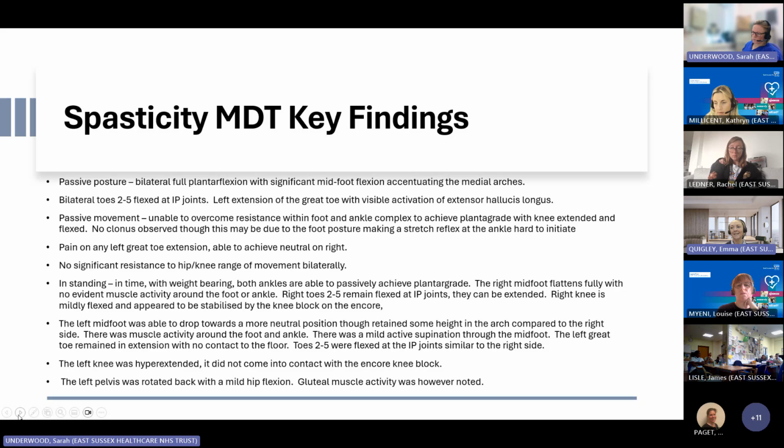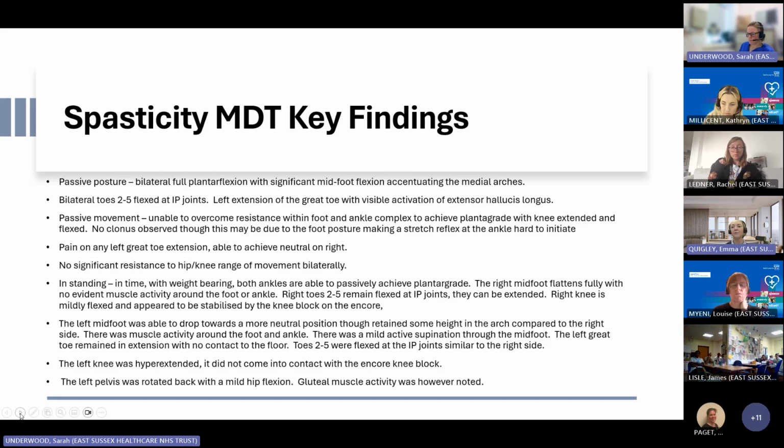The toes remained flexed, but they could be extended. The right knee was mildly flexed and was stabilizing by the knee block. However, on the left, there was a lot of hyperextension in the left lower limb. You can read this in your own time to try and get your head around all of it. But the muscle activity within that left foot didn't stop. It kept going constantly. And the left big toe didn't come into contact with the floor at all.